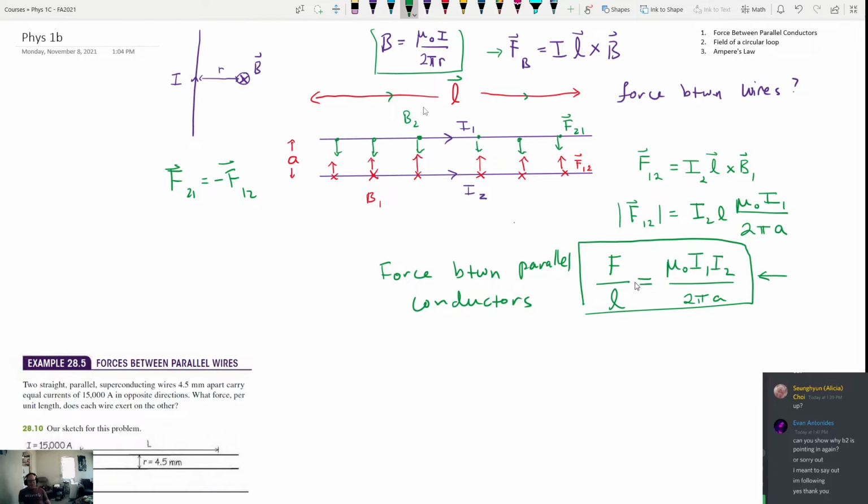If you all remind me while we're doing the lab on Wednesday, I have a really nice demo of this that I can show you, where you can actually see the wires be attracted and then be repelled.